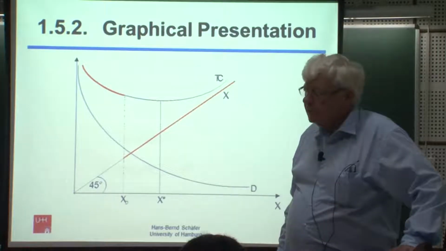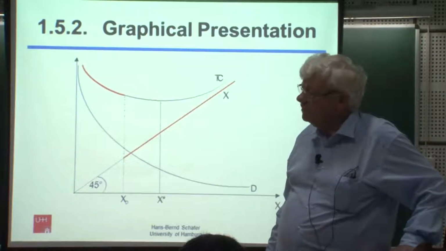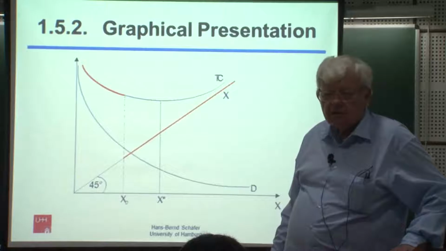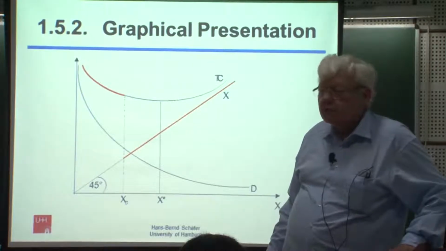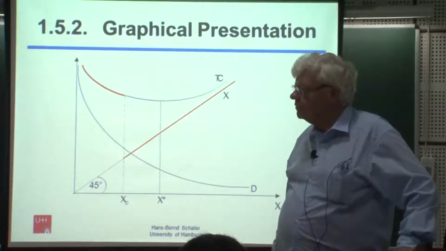If courts fix a due level of care which is lower than the efficient level of care, then the tortfeasor gets an incentive to reach the due level of care, but not the efficient level of care.